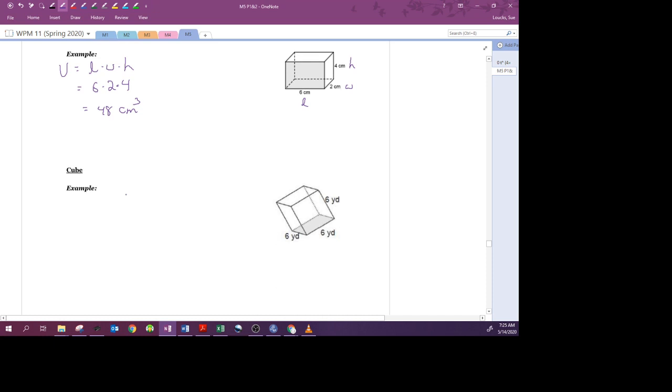For a cube, it's just a special kind of rectangular prism, so it's length times width times height. So that's 6 times 6 times 6, which is 216 yards squared. You can also use a formula that says volume is side length cubed, which is then 6 cubed, which is still 216 yards cubed. I wrote squared. It should be cubed. My bad. Of course it's cubed because it's made up of little cubes.